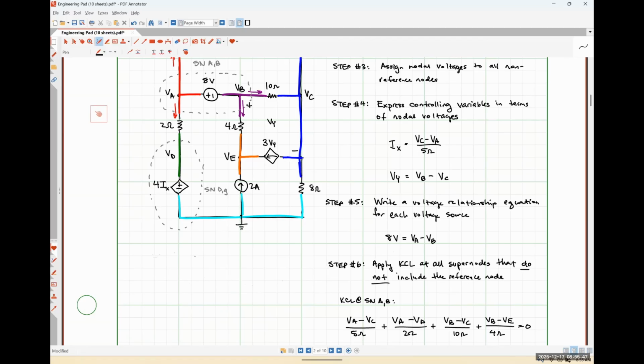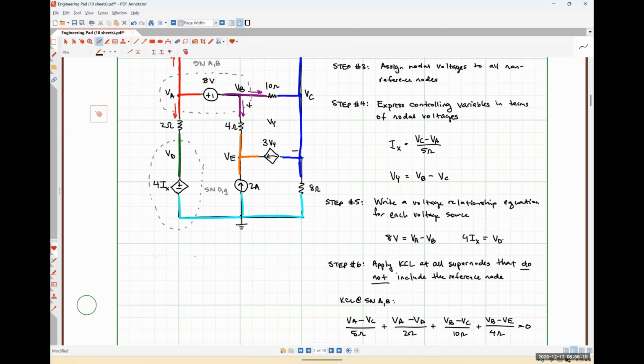Because I didn't give myself quite enough room, I'm going to do the other voltage relationship equation over here to the right. So what's the nodal voltage at the positive polarity terminal of the 4IX voltage source? What's the nodal voltage at the negative polarity terminal? 0. So I'm just going to leave that part off. So we just have 4IX is equal to VD. Okay. All right. So we've written our voltage relationship equations.